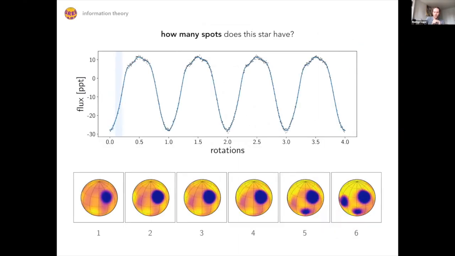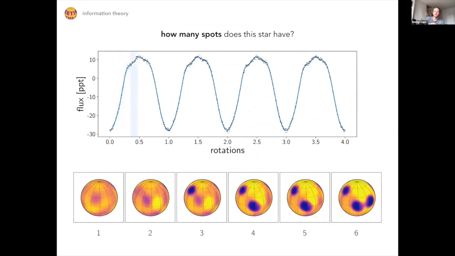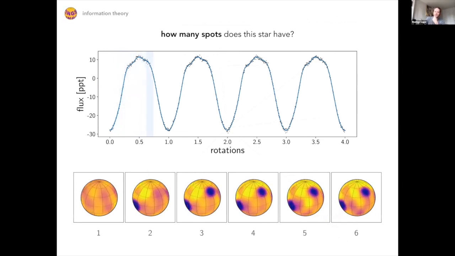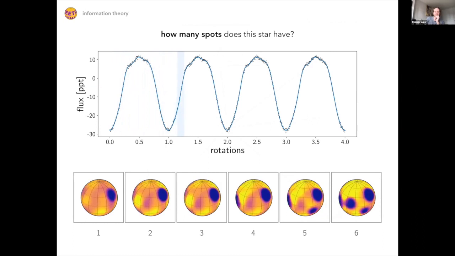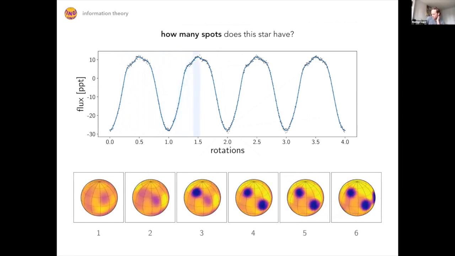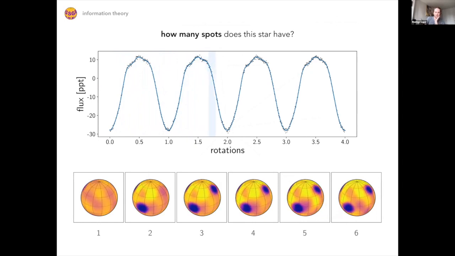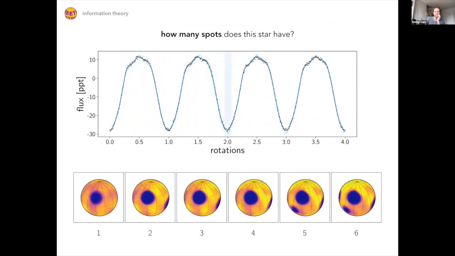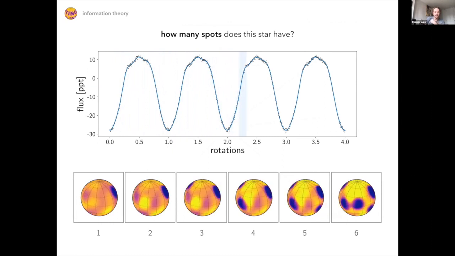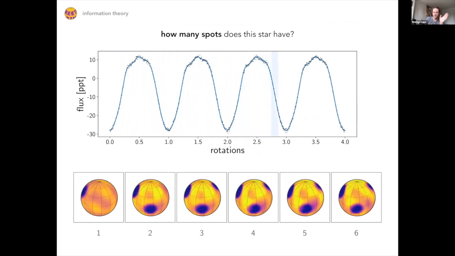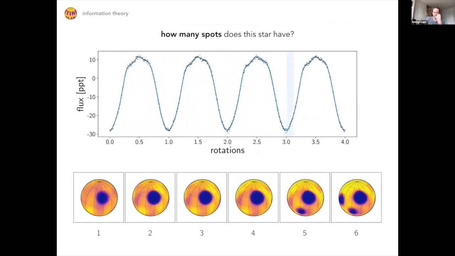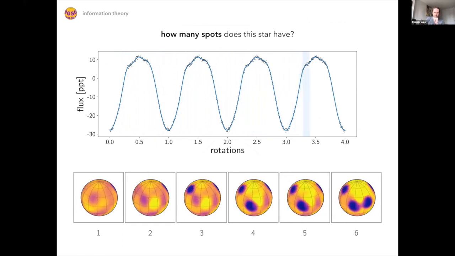So, information theory. I want to do a quick pop quiz. Say you observe this light curve with TESS or Kepler or whatever, and it's a star, and you can see that it's periodic, the period's 1 day or whatever. My question for you is, if you were to try to figure out how many star spots this star has based on just this light curve, how many do you think this star has? Your options are 1 through 6. Those maps down there are synced to the light curve. You'll see that they have 1 through 6 major dark spots.